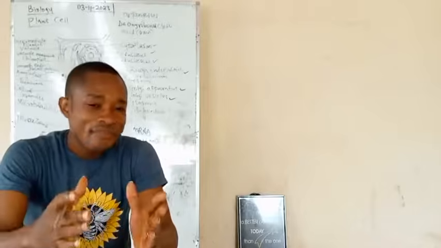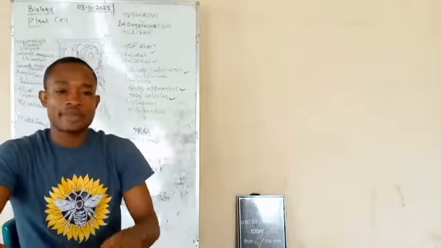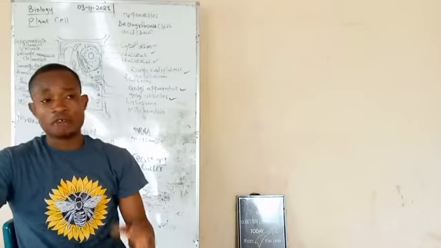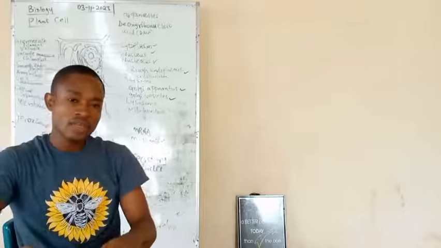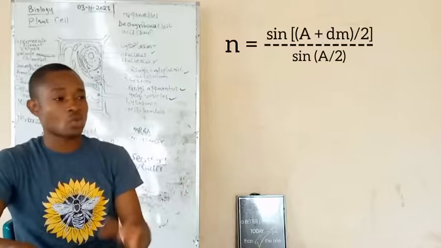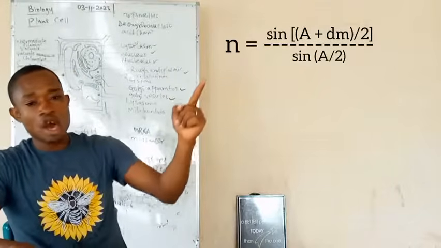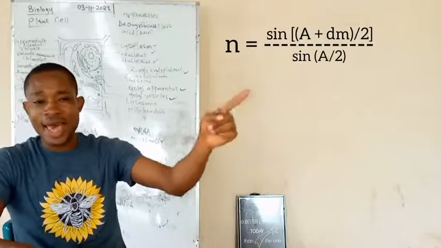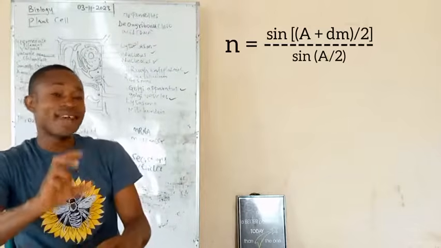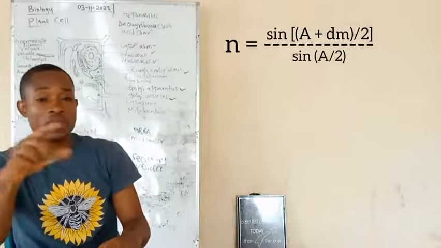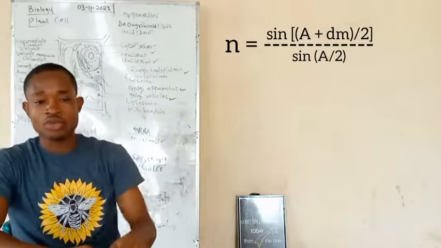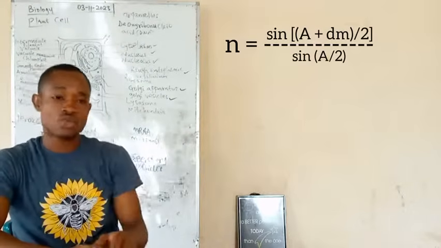Alright, the refractive index of the triangular prism. How do we evaluate it? Using the information obtained from our graphs. Now, the refractive index follows the formula: n equals sine of (A plus Dm) over 2, where A is the refracting angle and Dm is the angle of minimum deviation, all over sine A over 2, sine of the refracting angle over 2.